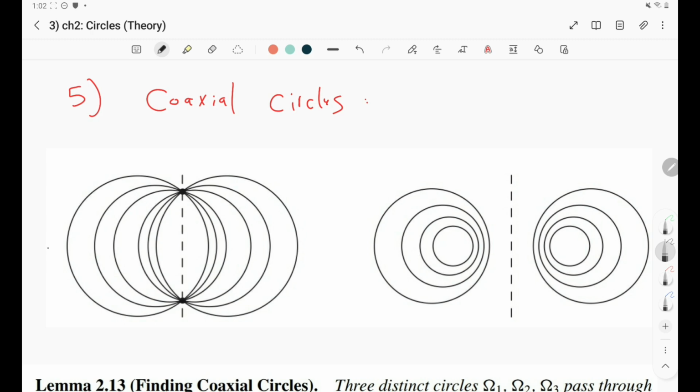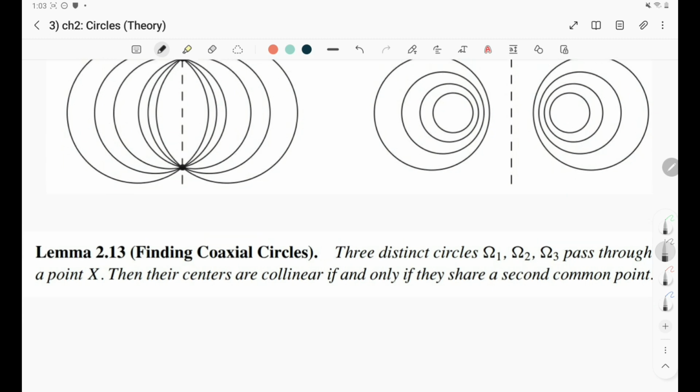So if you just draw the line joining all the centers, they're just going to be perpendicular to the radical axis, and hence what we can conclude is that a set, or a pencil actually it's called, of coaxial circles, all of them are going to have the centers on the same line, right? They're all collinear here and here. If you take all the centers, then they're just collinear. Okay, this is the nice thing about coaxial circles.